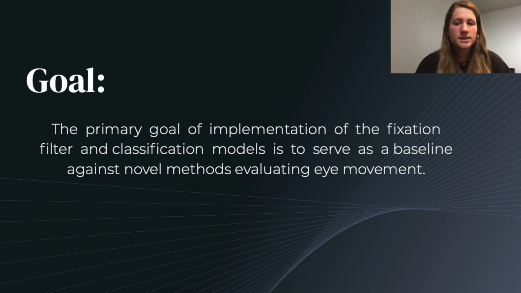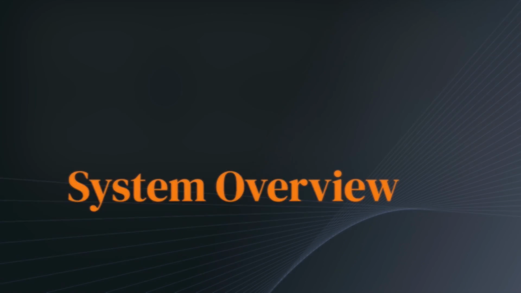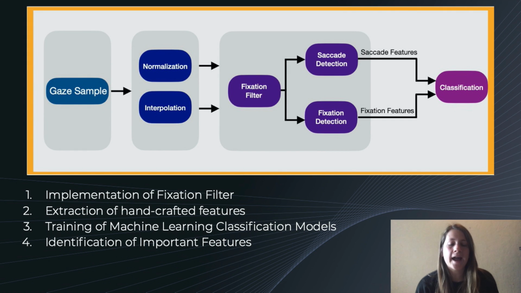The main goal of this study is to serve as a baseline against novel methods evaluating eye movement that researchers are developing today. The flowchart on this slide outlines the methods used in the current study. After pre-processing the data, we implemented a filter that can identify saccades and fixations, which we then use to extract 18 handcrafted features. Then we trained 3 different classification models, and lastly identified the most influential features in these models.